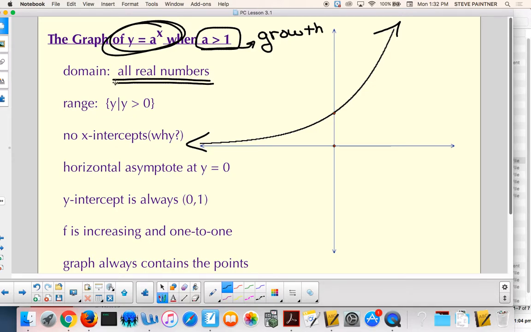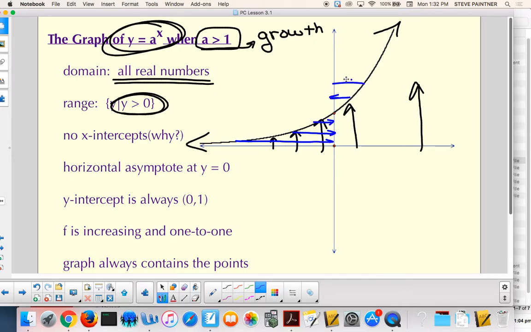All real numbers. Why? Because every x gets an answer, doesn't it? Doesn't every x eventually get an answer? Yeah. The range will be what? Only y greater than 0, because look, that y came out, that y came out, that y came out. Only y's that come out are bigger than the asymptote, 0, right? That's why they said that.